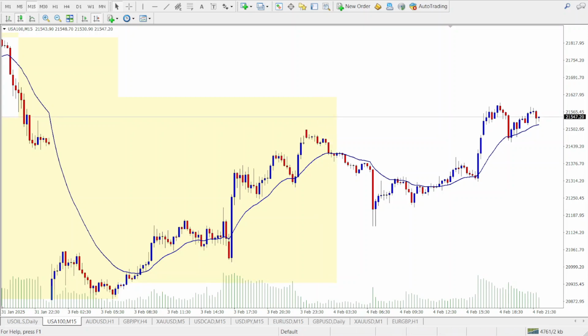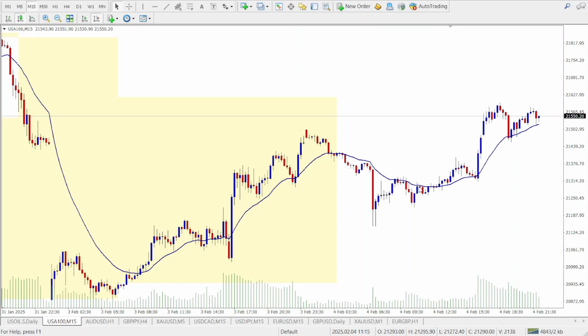Now let's talk about how to actually trade using the 20 EMA. There are several ways traders use the 20 EMA, but let us just focus on the most effective strategies. The first is the trend following strategy. The most common way to use the 20 EMA is as a dynamic support or resistance level.